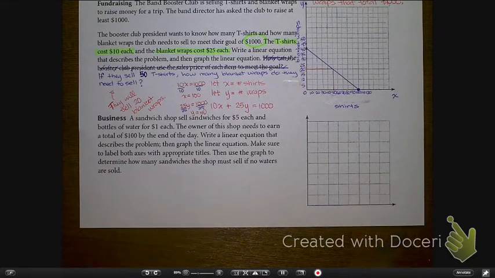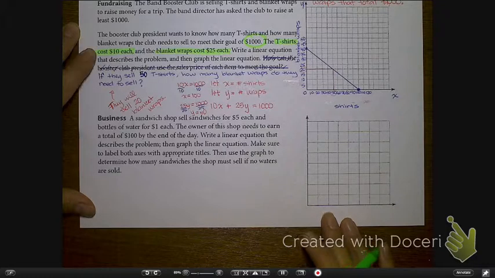All right, so problem number 2. Sandwich shop sells sandwiches for $5 each and bottles of water for $1 each. The owner of the shop needs to earn a total of $100 by the end of the day. Write an equation that describes the problem, then graph. Make sure to label both axes with appropriate titles. Then use the graph to determine how many sandwiches the shop must sell if no waters are sold.